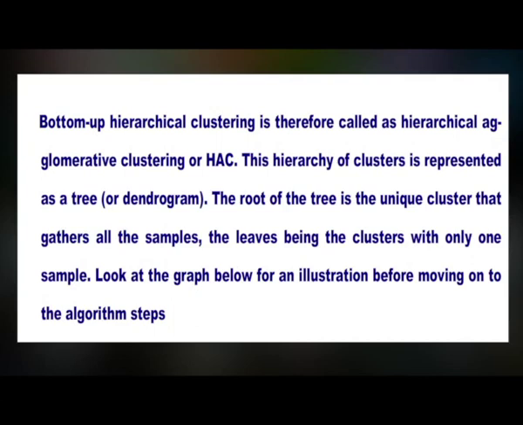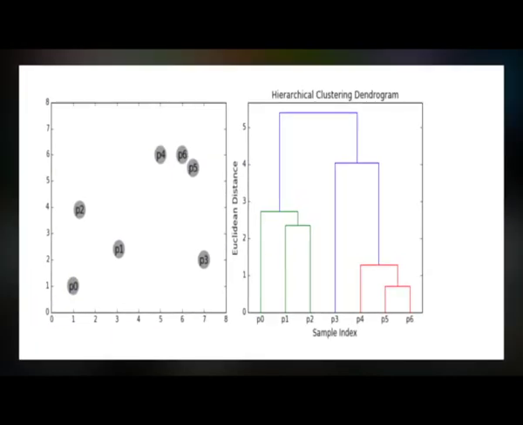This hierarchy of clusters is represented as a tree called a dendrogram. The root of the tree is the unique cluster that gathers all the samples, the leaves being the clusters with only one sample. Now let us look at the graph below for an illustration before moving on to the algorithm steps.